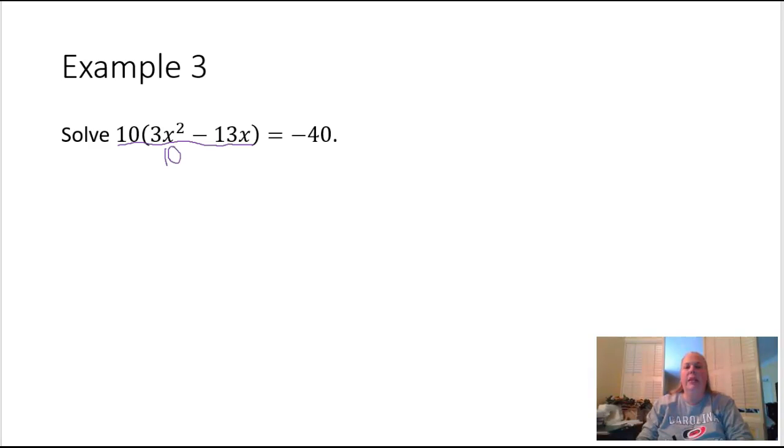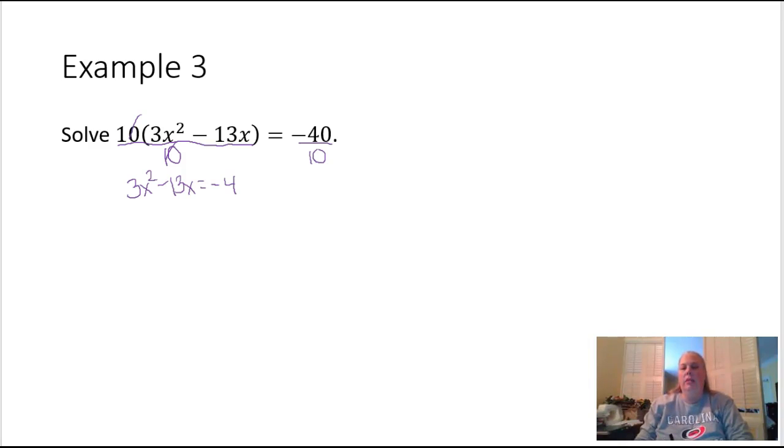And since this 10 is actually being multiplied by the parentheses, it is okay to go ahead and divide it over to the other side. Now what's going to happen over here, the 10s will cancel. It's just going to leave me with the parentheses there, 3x squared minus 13x, and then on the other side, 10 goes into negative 40, negative 4 times.